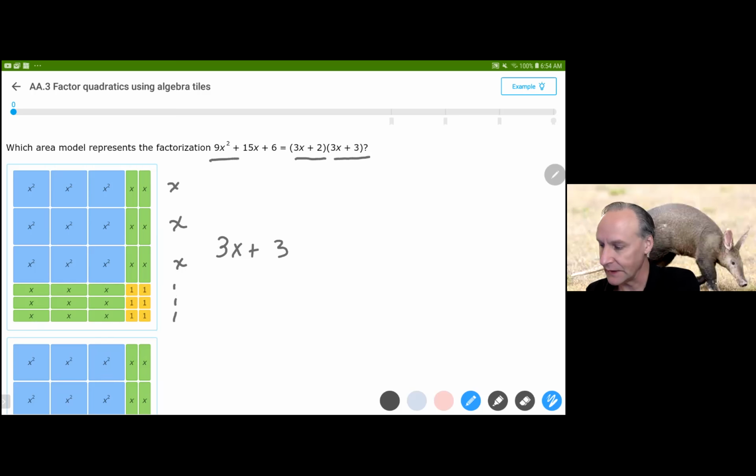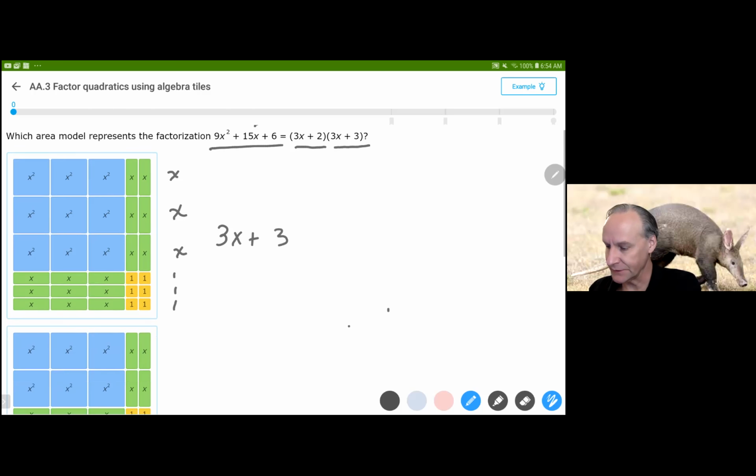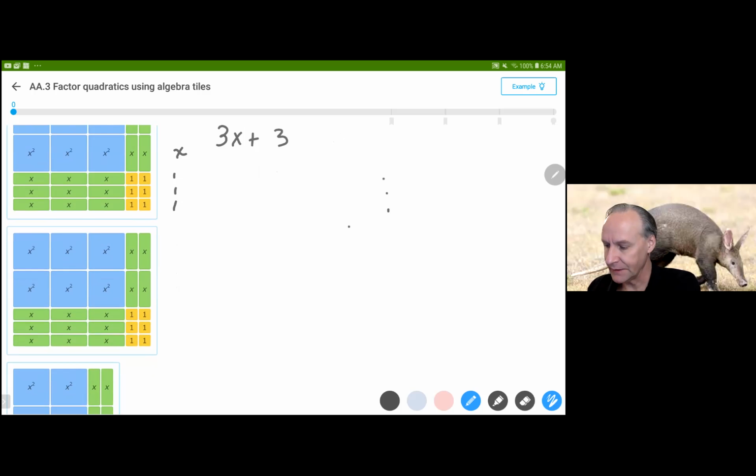And of course, we have the 9x squared plus the 15x plus the 6. And we have 9 and 6 more makes the 15. And everything works out. It's the very first one we see there. But I'm going to go ahead and read the others just to practice a little bit. This one here says 2x plus 3. And this side says 3x plus 2, doesn't it, down here?